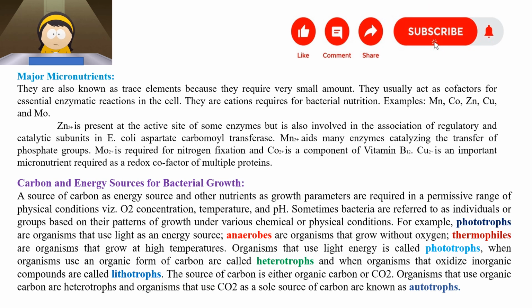Major micronutrients. They are also known as trace elements because they are required in very small amounts. They usually act as cofactors for essential enzymatic reactions in the cell. They are cations required for bacterial nutrition. Examples: Mn, Co, zinc, Cu, and Mo.